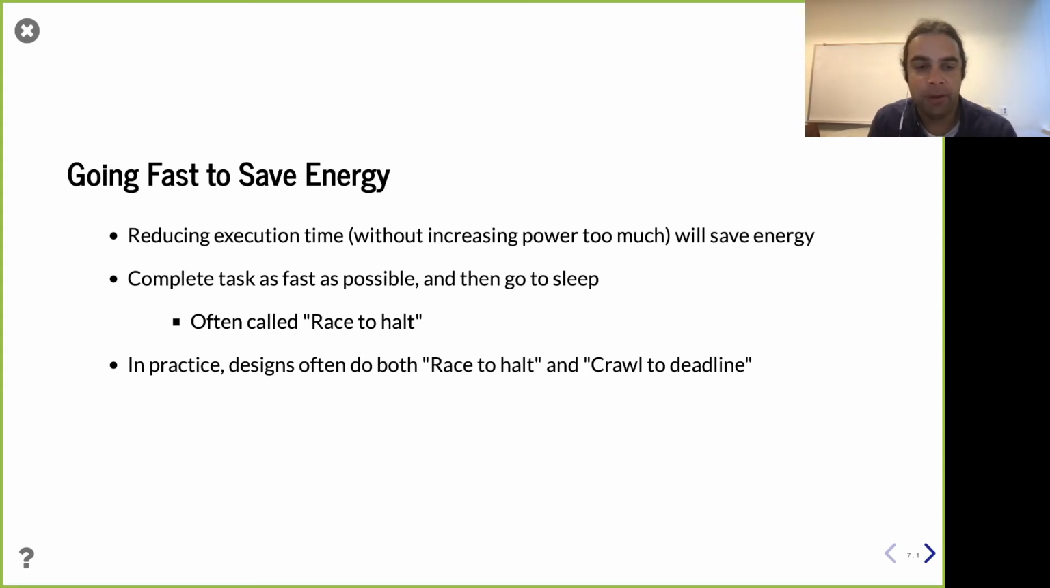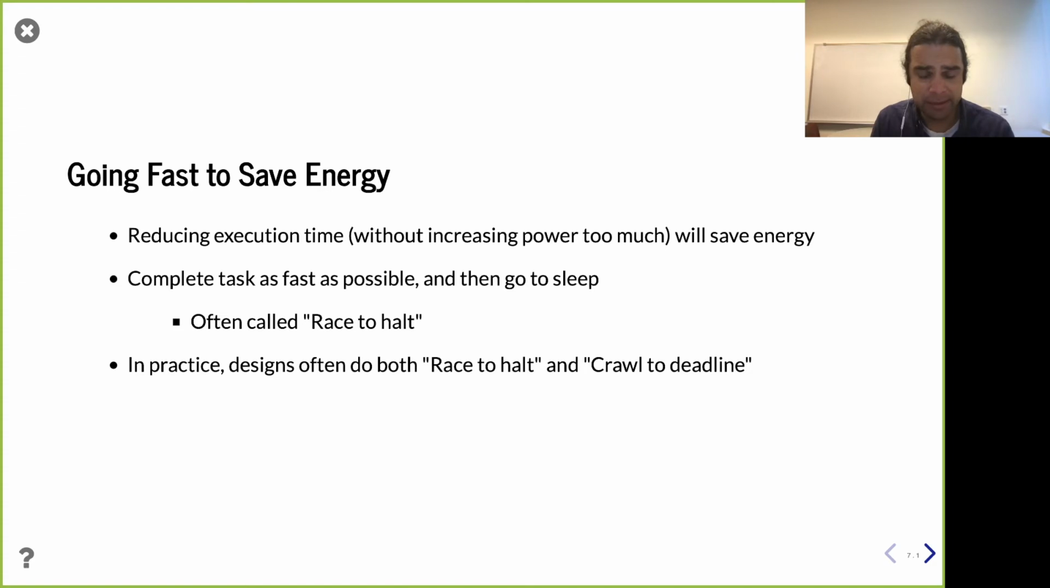And so with the race to halt methodology, instead you say, you know what, I have a deadline. I'm actually going to sprint as fast as I can, and then I'm going to turn tons of stuff off. I'm going to go to sleep, right? So the halt in this case is going to sleep. With race to halt, you are going to burn more dynamic energy because you're going faster. You're running at a higher frequency, using more voltage, so you burn more dynamic energy. But the reason this might pan out in the end is you're going to use less static energy, because hopefully you can turn things off and reduce that static power. And so these are two different philosophies for how to save energy.